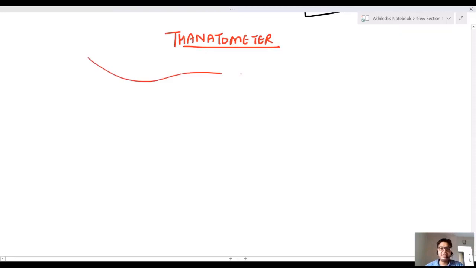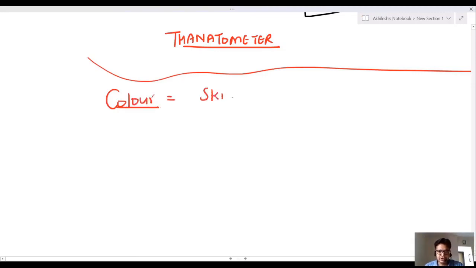Now I am coming to the next death change. The next death change is color change of the skin. And Dr. Saab, this is known as postmortem lividity.